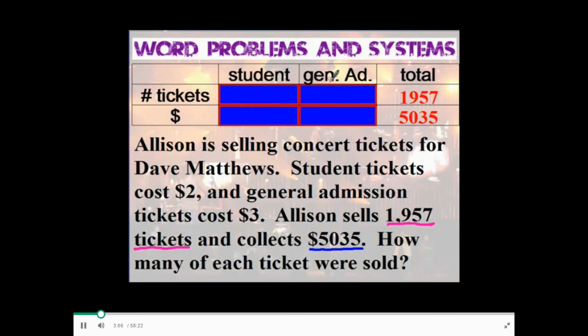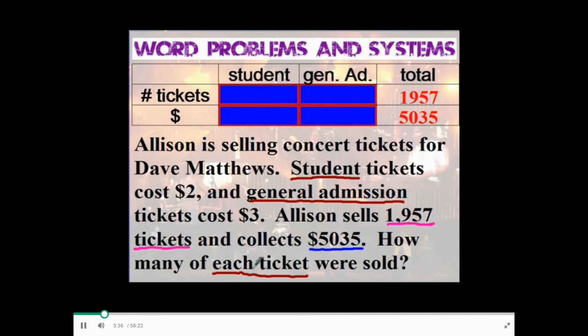Finally, at the top, here's how you come up with these two words right here. You're going to look for what the question is asking for. In this case, it's asking how many of each ticket were sold. This gives you a huge clue as to what goes to the top. Each ticket means, well, what are the two different types of tickets? If you go back here, you see that the two types of tickets are student tickets and general admission tickets. So the two things on our top right here would be student and general admission.